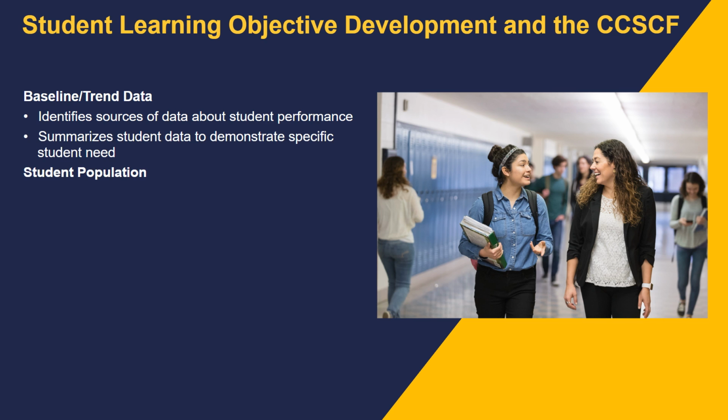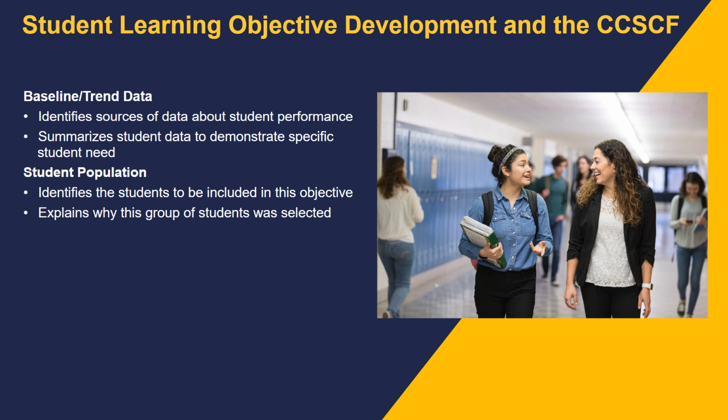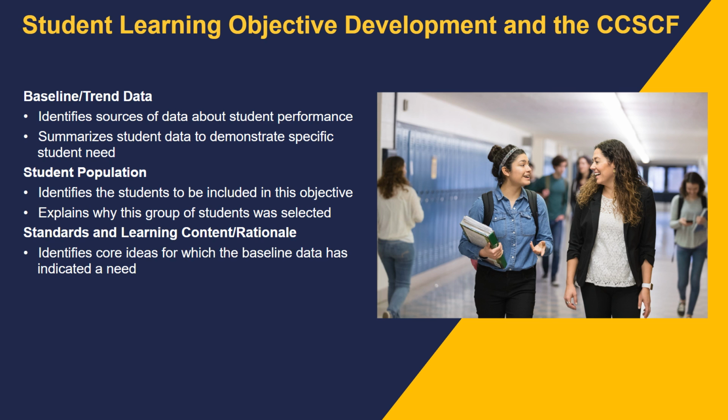Student population: consider who is included in this student learning objective, and why this target group or class is selected. It identifies the students to be included in this objective and explains why this group of students was selected. Standards and learning content rationale: consider which student standards are connected to the learning content. It identifies core ideas for which the baseline data has indicated a need and aligns to specific applicable standards.